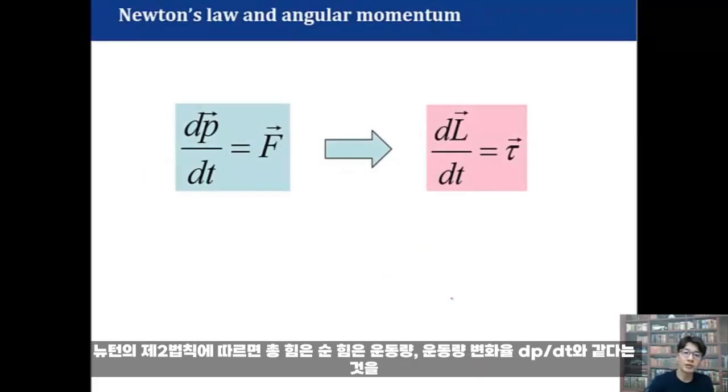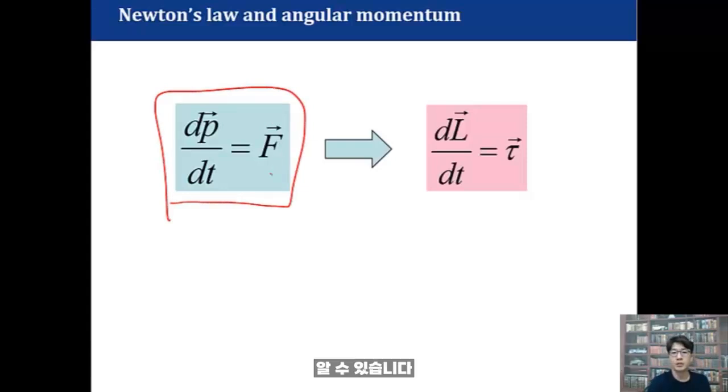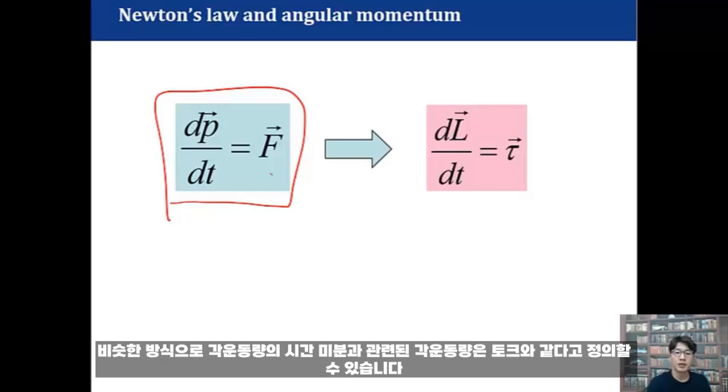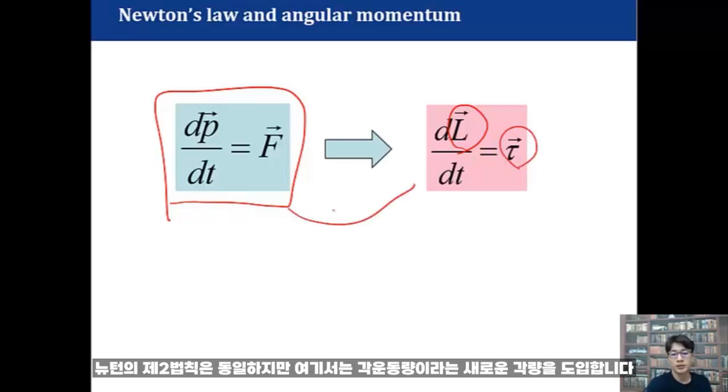Newton's second law, we learned that the net force is equal to the momentum change rate, the change in momentum, dp/dt. In a similar way, we can define angular momentum, where the time derivative of angular momentum is equal to torque. Same Newton's second law, but we introduce a new angular quantity here called angular momentum.